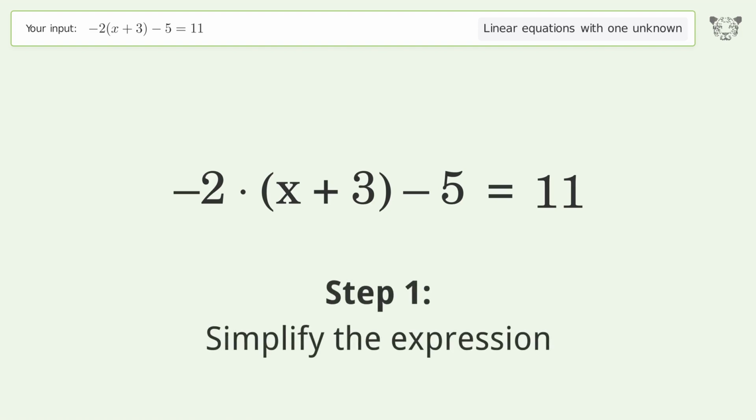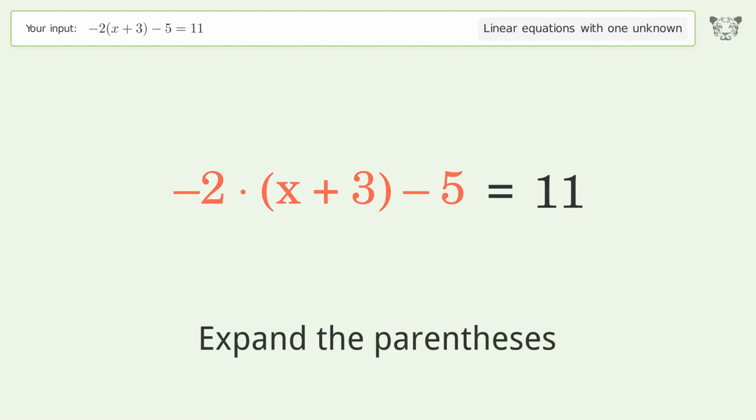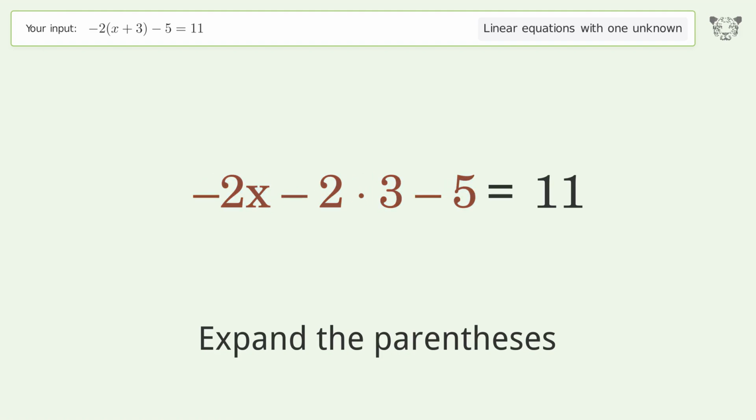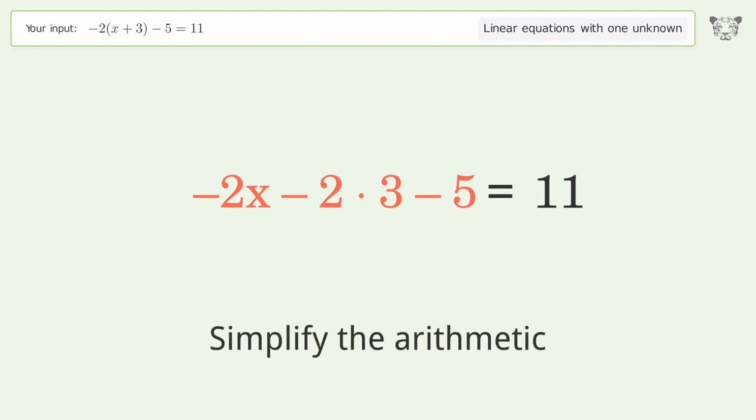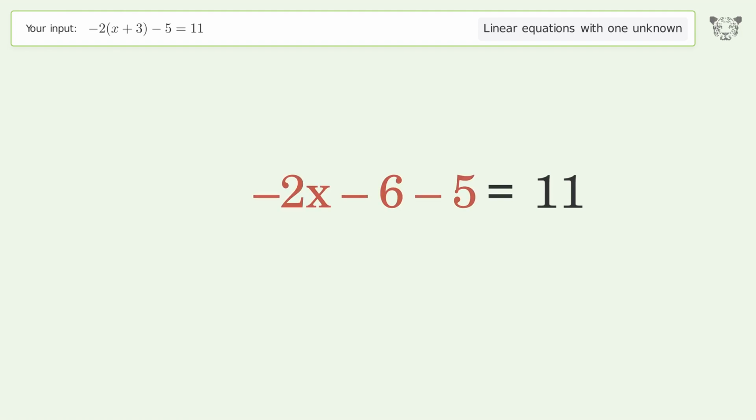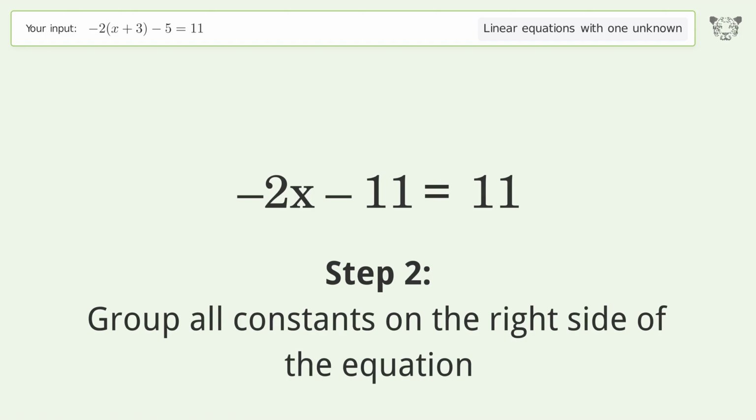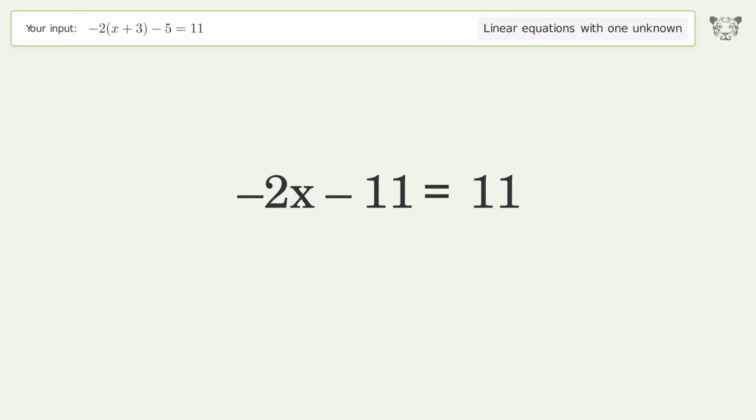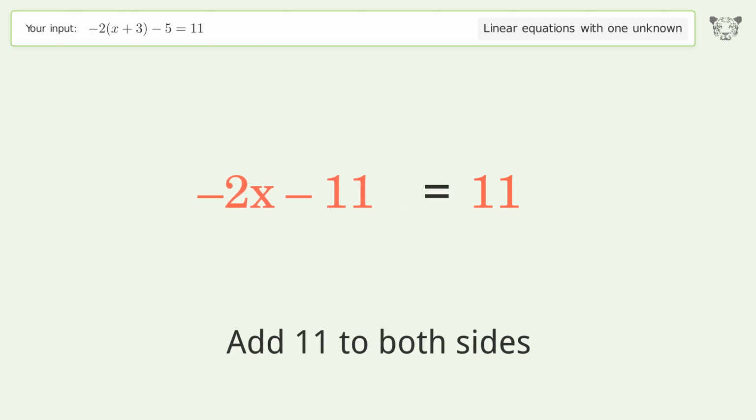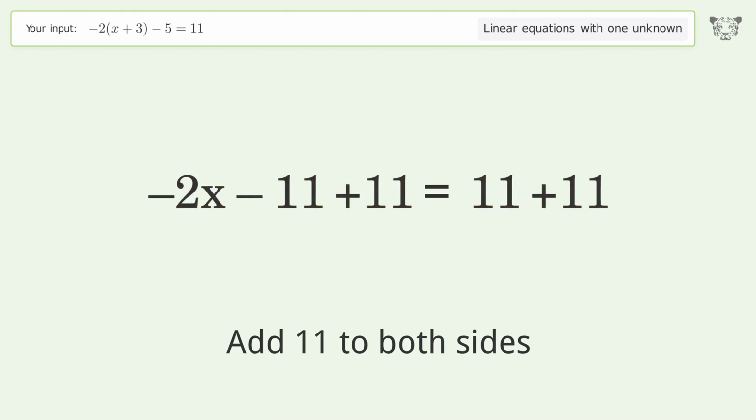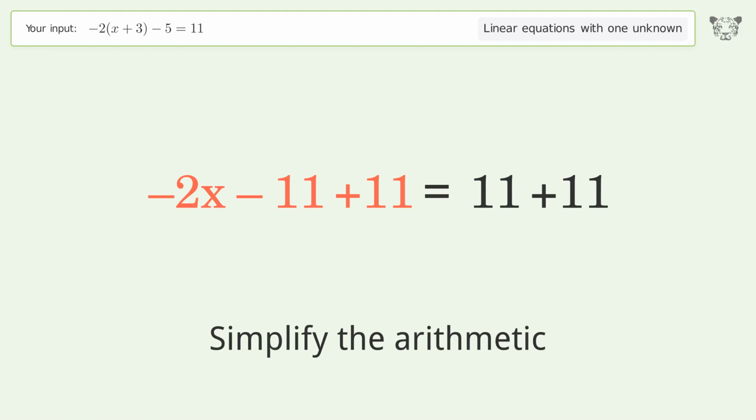Simplify the expression. Expand the parentheses. Simplify the arithmetic. Group all constants on the right side of the equation. Add 11 to both sides. Simplify the arithmetic.